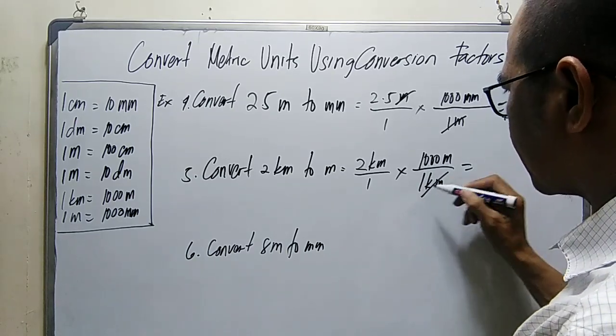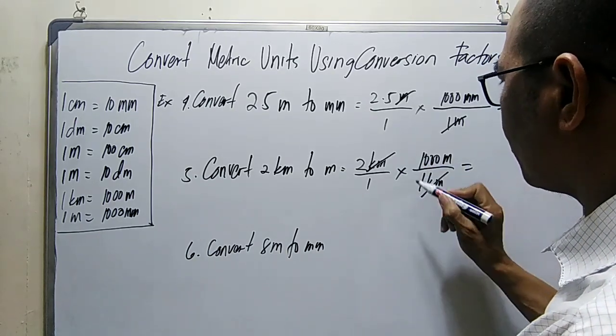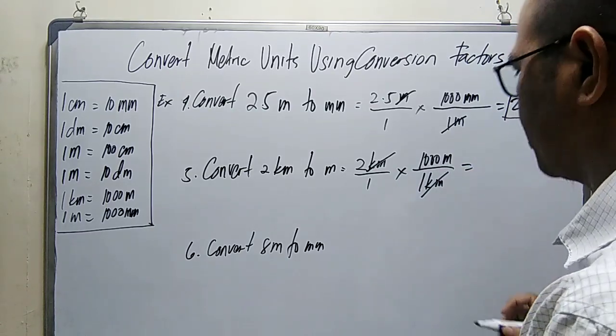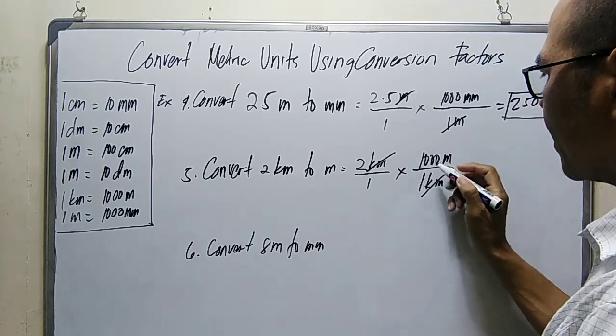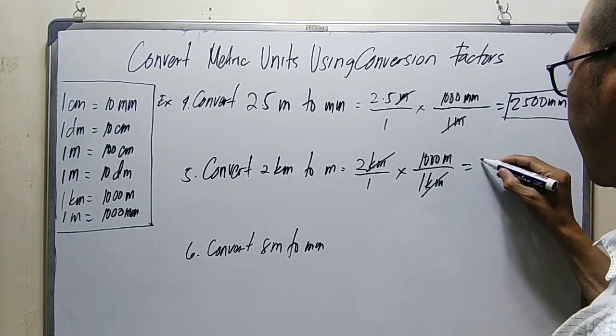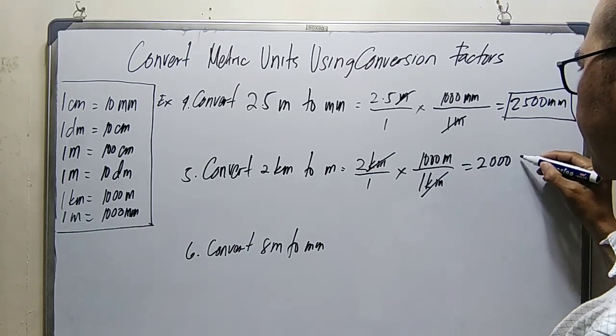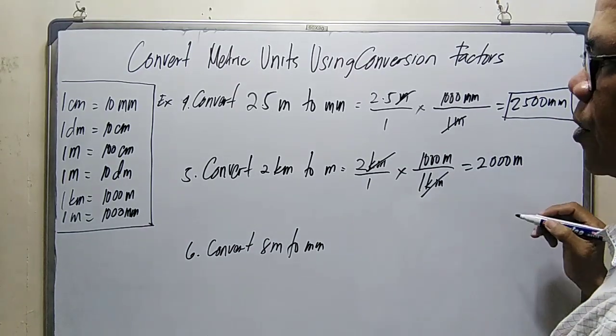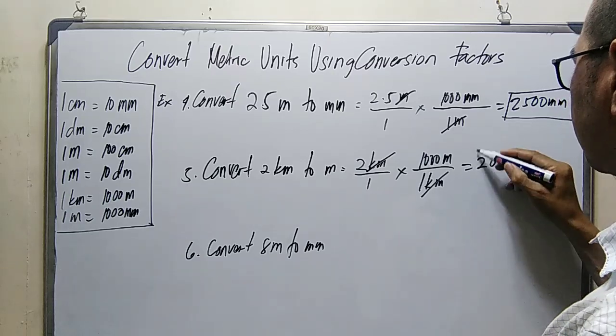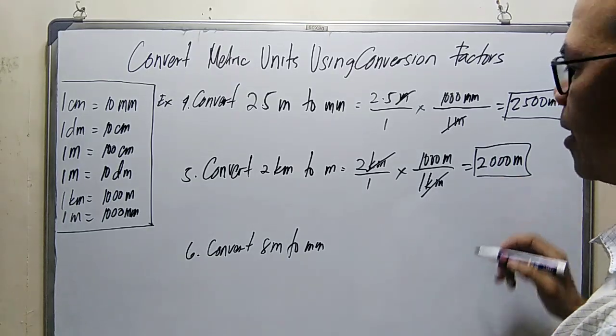So, cancel natin yung km, cancel natin si km. Ang naiwan, 2 na lang at saka si 1,000 meters. So, i-multiply mo na lang yan. So, ang result niya is 2,000 meters. Okay, kasi meters tayo. So, this is your final answer.